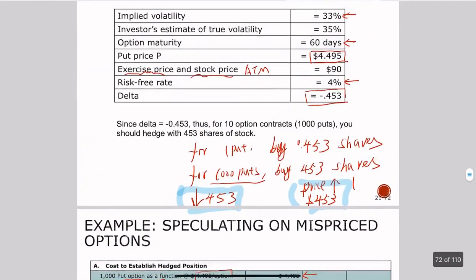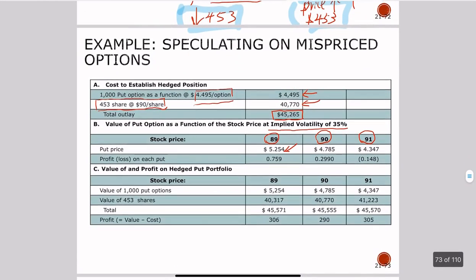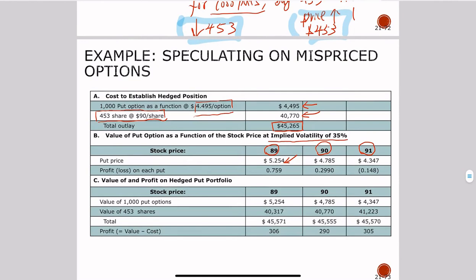So why do you want to use 35%? Well, because in the beginning, the implied volatility was 33%. And you think it was too low. And you would assume that in the near future, the implied volatility will play catch up. And it will increase to 35%. So when you're trying to calculate what is your future payoff, your future profit, you will want to use this correct implied volatility of 35%.